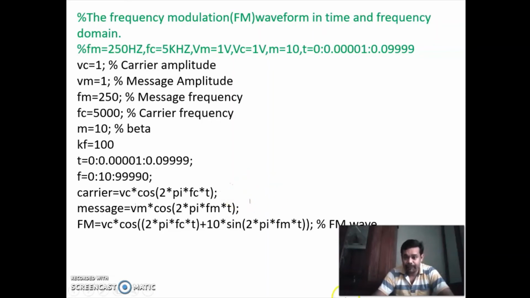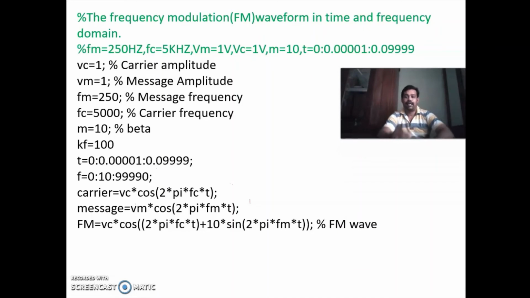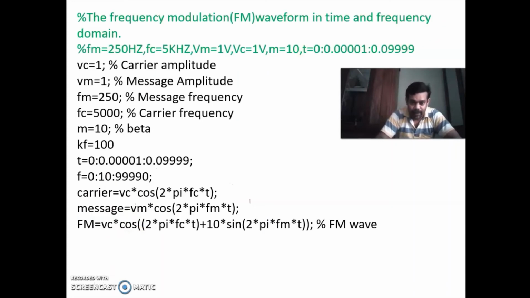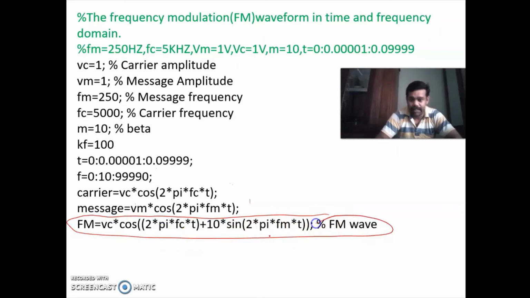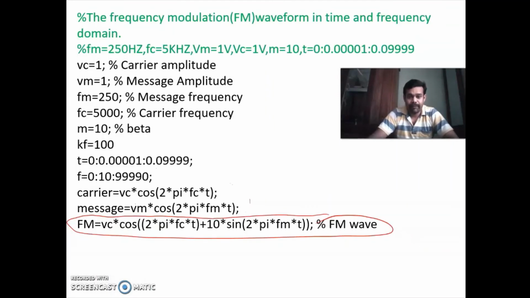Now we are defining the FM modulated signal. I have already explained what the expression is, that is Vm into cos 2 pi Fc into t plus modulation index into sin 2 pi Fm into t. So we have defined the FM signal.